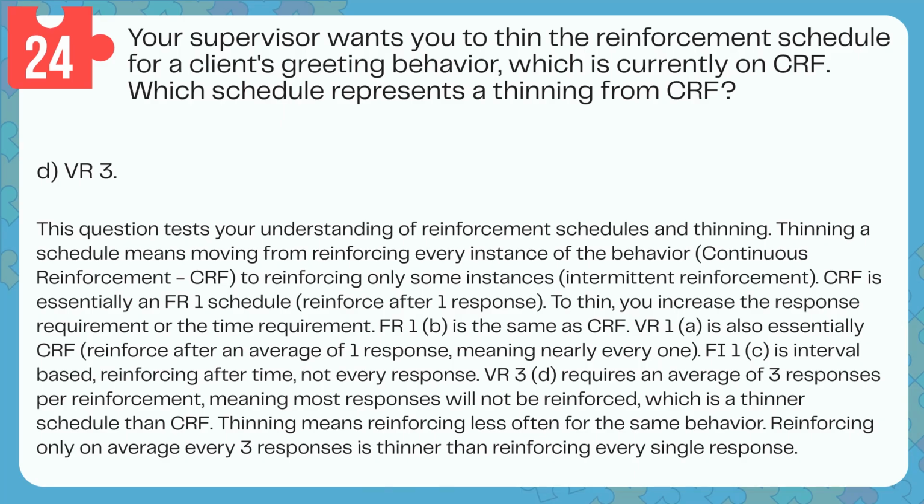FR1, B, is the same as CRF. VR1, A, is also essentially CRF. Reinforce after an average of one response, meaning nearly every one. Phi 1, C, is interval-based, reinforcing after time, not every response. VR3, D, requires an average of 3 responses per reinforcement, meaning most responses will not be reinforced, which is a thinner schedule than CRF. Thinning means reinforcing less often for the same behavior. Reinforcing only on average every 3 responses is thinner than reinforcing every single response.